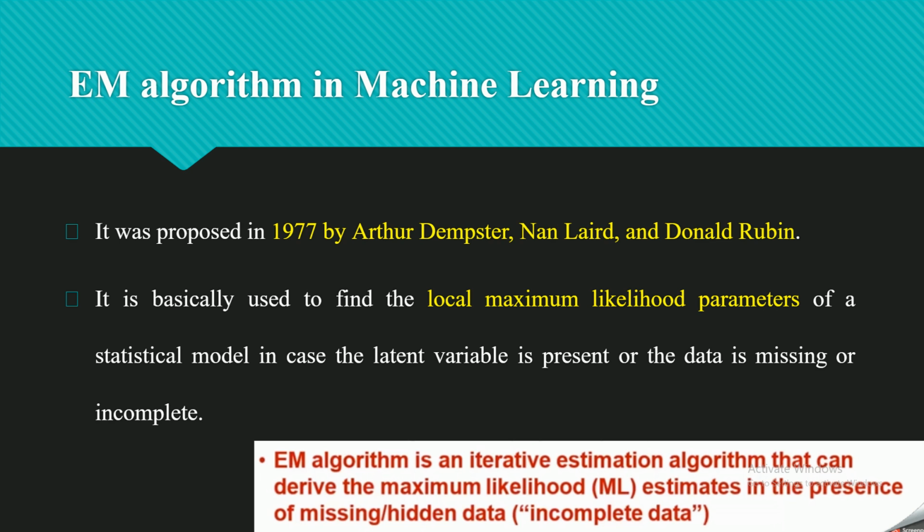Let us see the definition. The EM algorithm is an iterative estimation algorithm. The keyword iterative is very important. It is an iterative estimation algorithm that can derive the maximum likelihood estimates, that is MLE, in the presence of missing, hidden or incomplete data, that is, in the presence of latent variables.